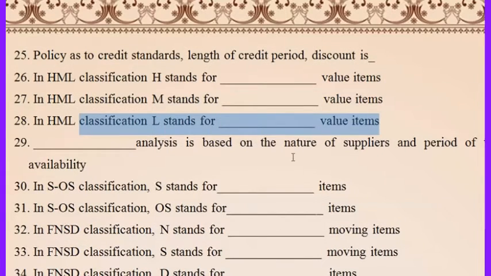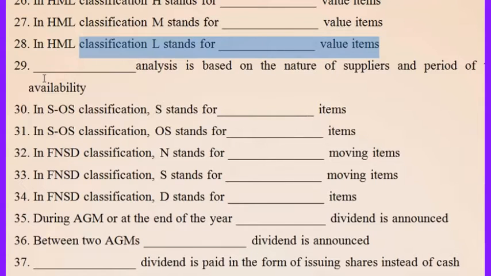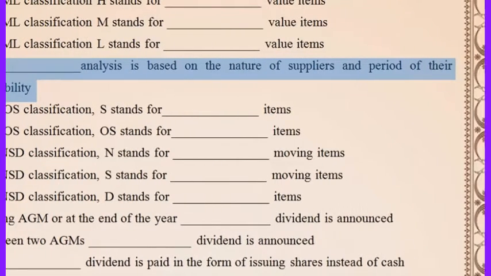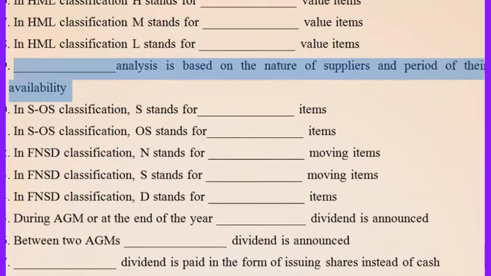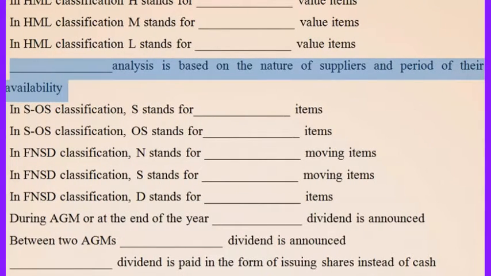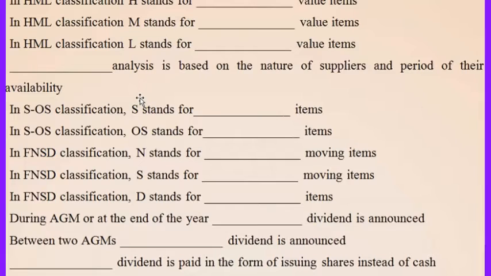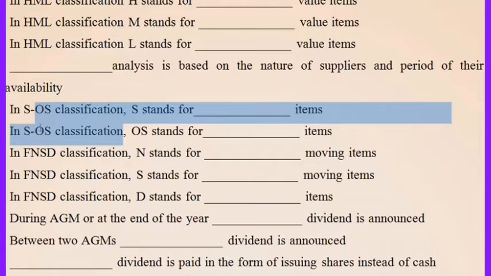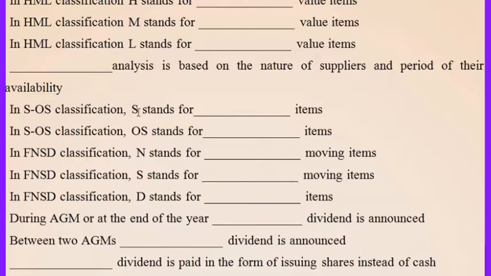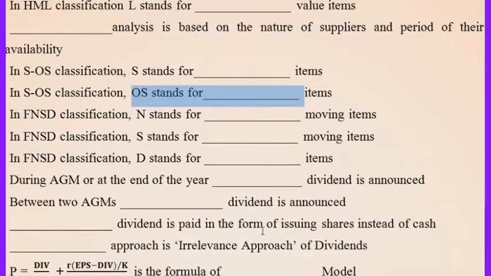29. The dash analysis is based on the nature of suppliers and period of their availability. Already you have seen nature of suppliers. We have given the GOLF. Now here, apart from the nature of suppliers, we have period of their availability. So it's SOS classification. Now what is this SOS? We'll see in the next two questions. 30th. In SOS classification, S stands for seasonal items. Next, SOS classification, OS stands for off-seasonal items. So that was the answer.